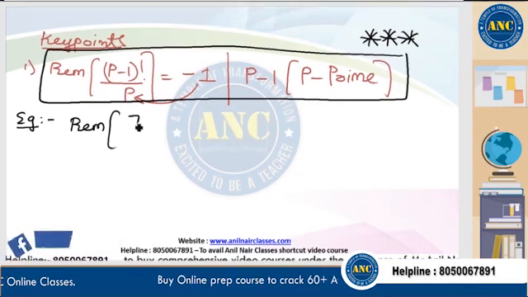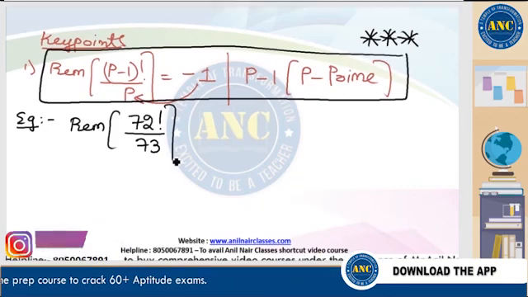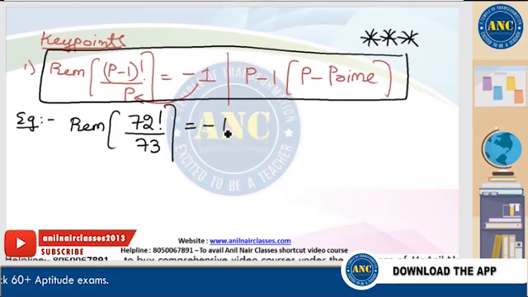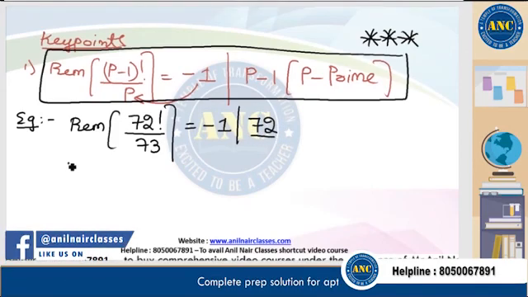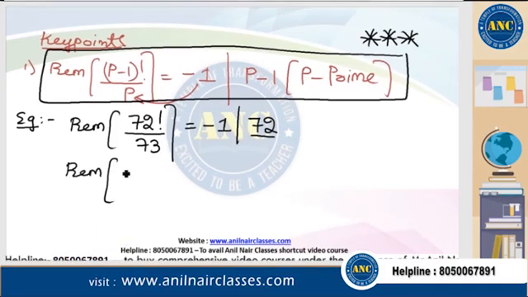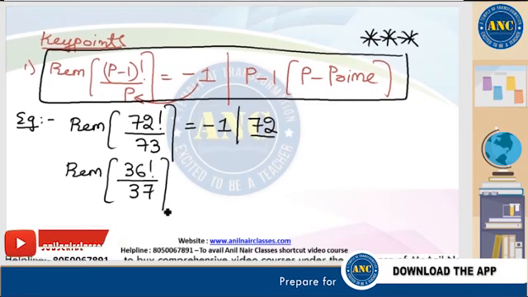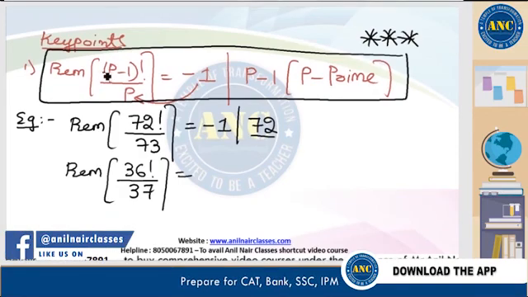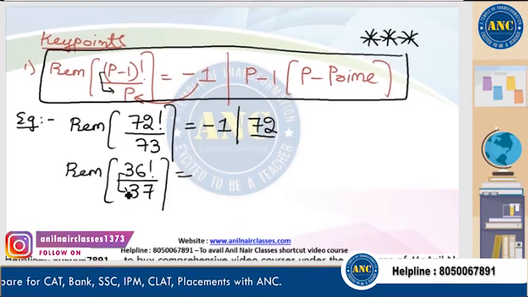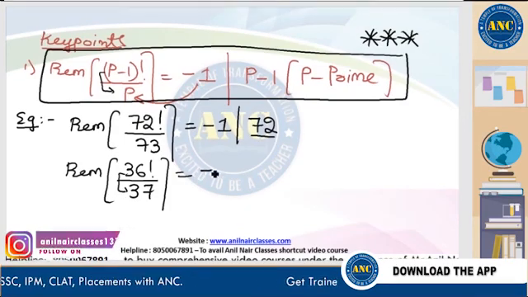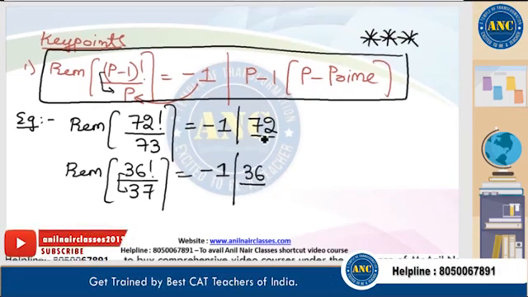Suppose, for example, 72 factorial divided by 73. The remainder is minus 1, and 73 minus 1 is nothing but 72. One more example: 36 factorial by 37. The difference should be 1. Negative remainder is minus 1, so the positive remainder will be 37 minus 1, which is 36.